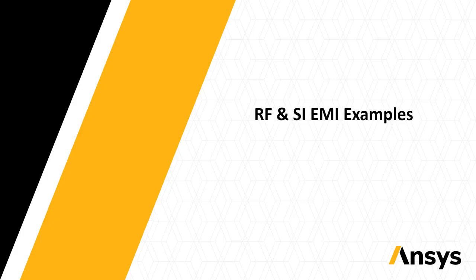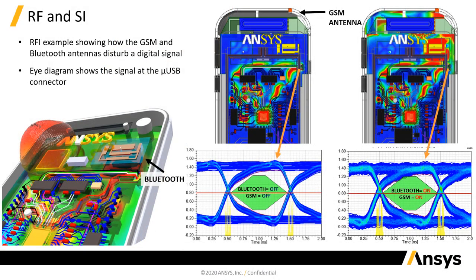And we also talk about the mix between RF, signal integrity, and also EMI. As we were talking about, EMI is always a combination of most of the electromagnetic coupling that we have in any given product. So in this particular example, we have a generic cell phone where we have two antennas, a Bluetooth antenna and a GSM antenna.